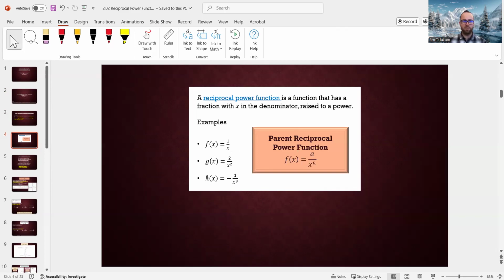Okay, so here's your parent reciprocal power function where you have your name of the function on the left, f or g or h, whatever the case may be. X again is the input, that's the variable, right? A on top will be some number. Now it can't be 0. Why can't A be equal to 0? Well, then we wouldn't have a reciprocal power function, would we?